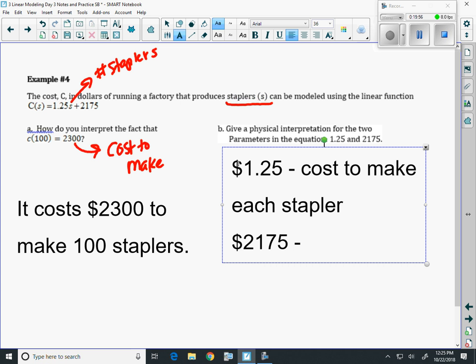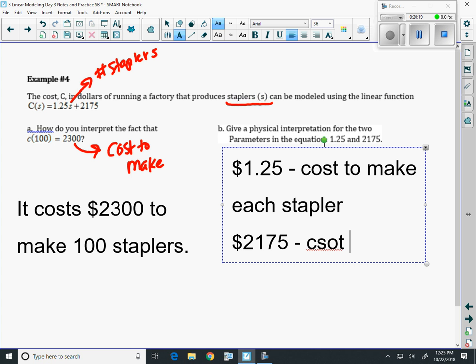It's per stapler and it's like the material, but then there's running the factory. Okay, so I'm going to put all these together and say equipment costs and labor. Right? They have to pay the people who are working it. Do you agree with that? Yes. Okay, that's what I like to hear.